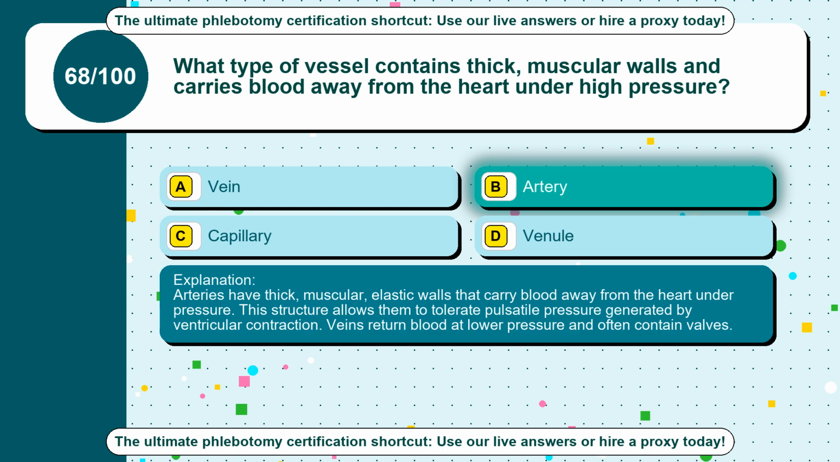Arteries have thick, muscular, elastic walls that carry blood away from the heart under pressure. This structure allows them to tolerate pulsatile pressure generated by ventricular contraction. Veins return blood at lower pressure and often contain valves.